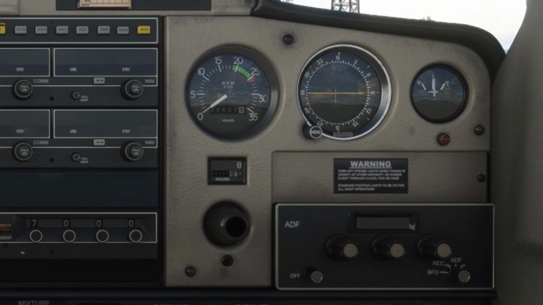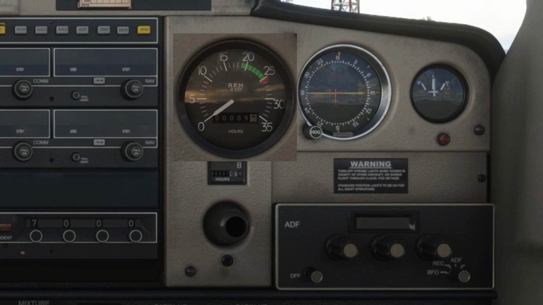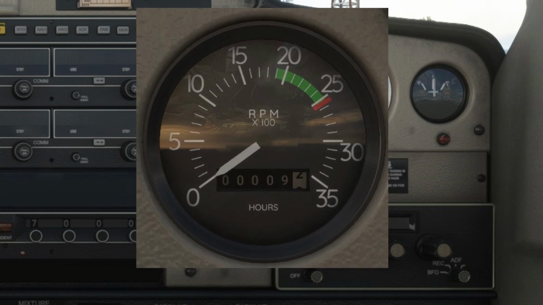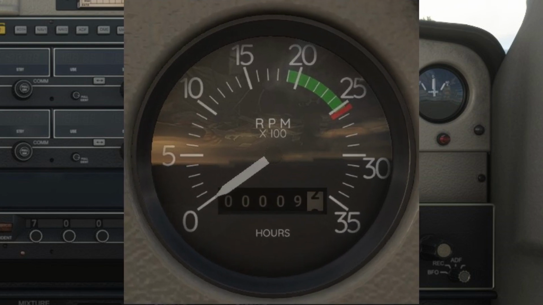Let's take a look at tachometer. It shows us at what speed the engine and propeller are turning. Green arc shows normal operating range and red line presents maximum limit. Maximum limit is at 2550 RPMs.